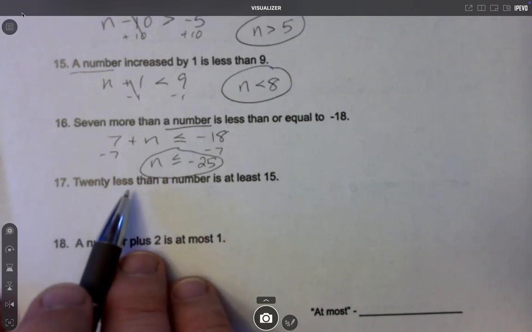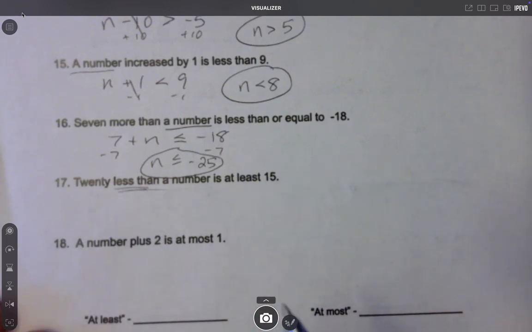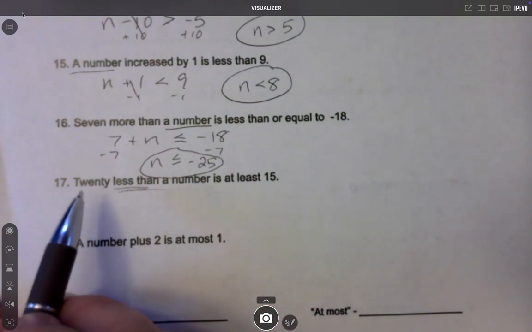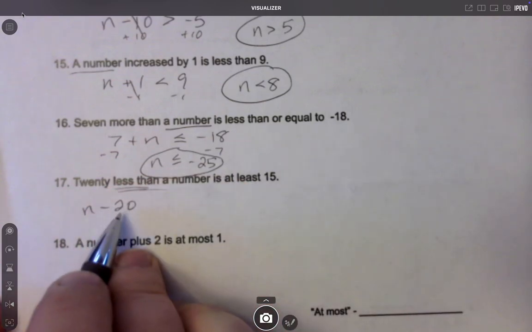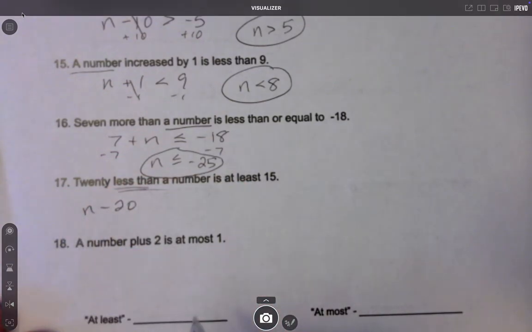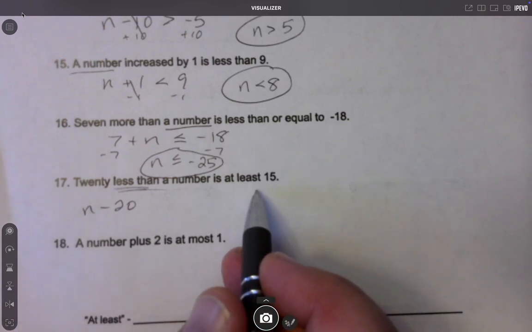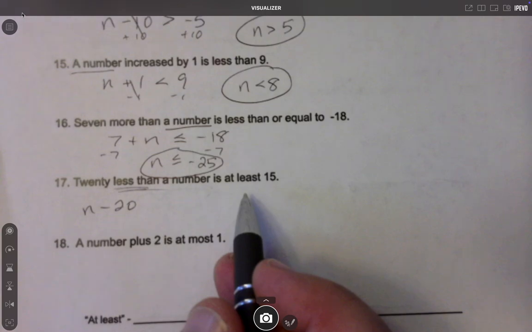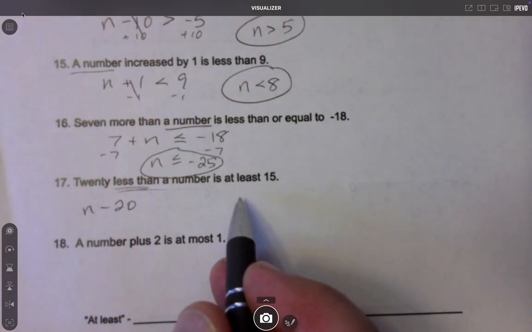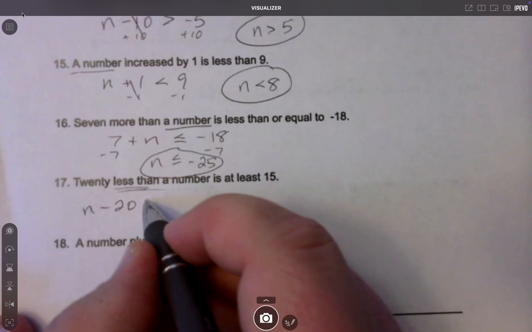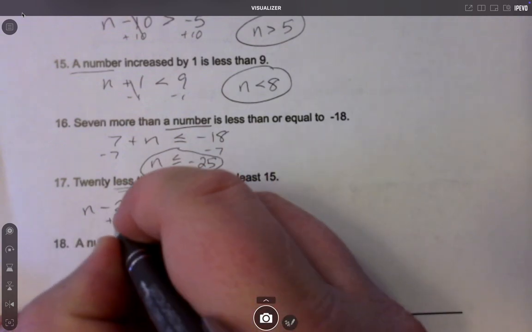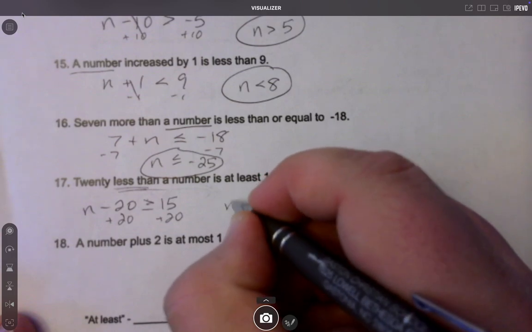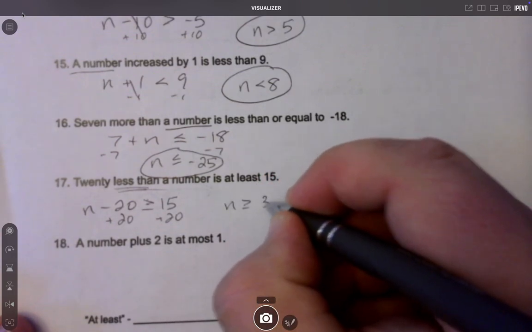Okay, 20 less than a number. Remember, this is that tricky phrase where we do things backwards. So it's not 20 minus n, it's actually n minus 20. Because that's 20 less than whatever number we have. Is at least 15. At least, so you gotta make sure you understand what that means. At least means it's 15 or more. So it's greater than or equal to 15. So then we add 20 to both sides. We get n is greater than or equal to 35.